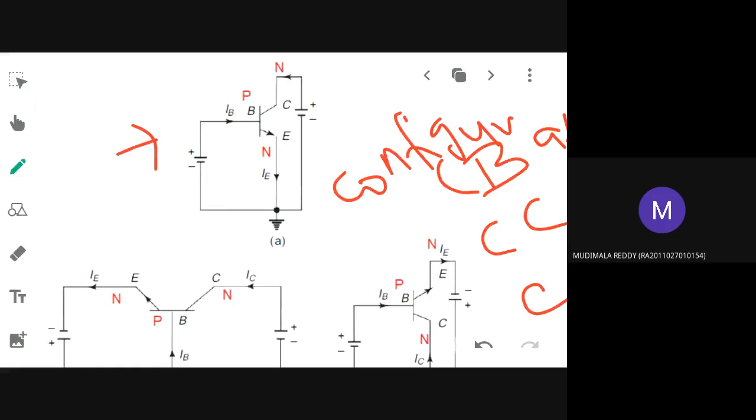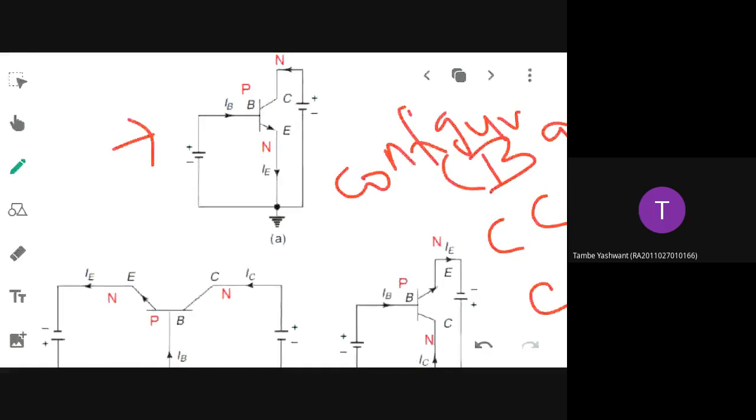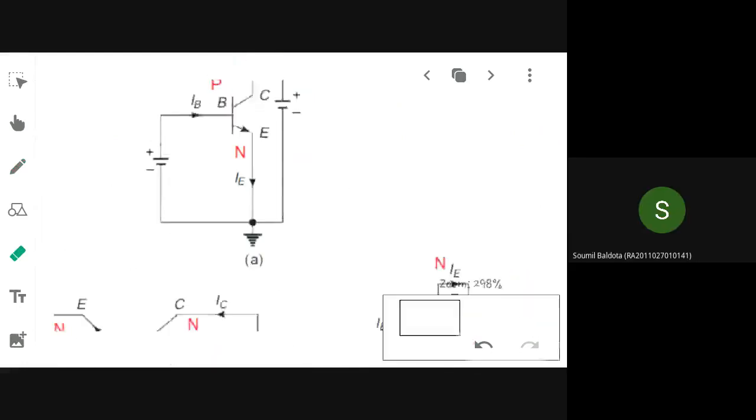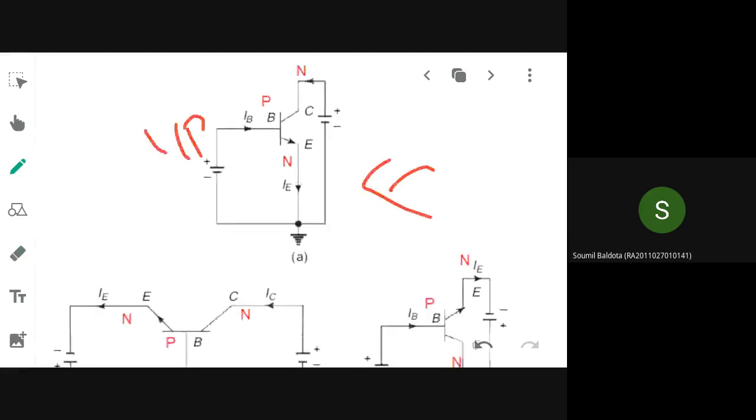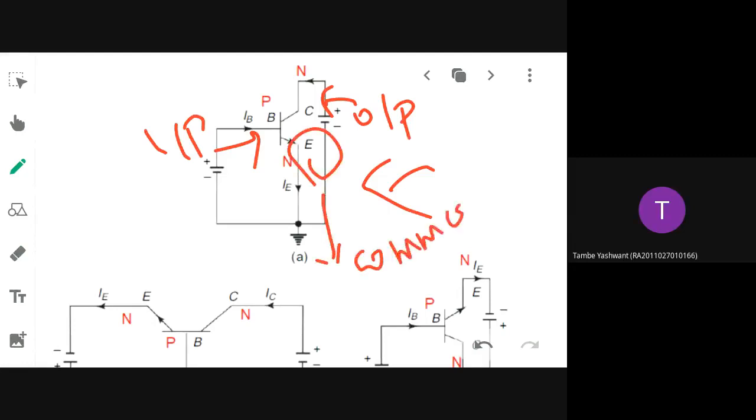Base, emitter and collector. So now the input terminal is what? Base. The output terminal is what? You have to tell me. Referring to the diagram, input is base and output is collector, and the common terminal is what? Emitter. So this configuration is called a CE or CC or CB?